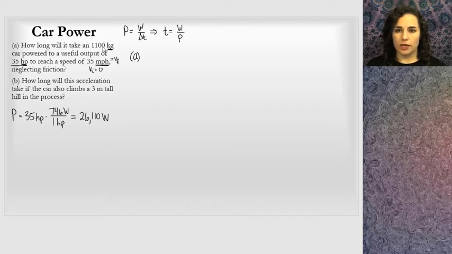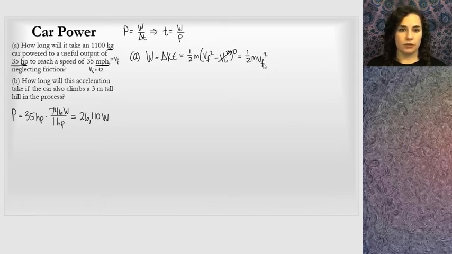And what's the work here? How long will it take for it to speed up? The work done here is going to be some sort of change in kinetic energy. So I'm going to have 1/2 m v final squared minus 1/2 m v initial squared. That term is 0, so I would just calculate 1/2 m v final squared. My mass is in kilograms. I'm going to want my v final in meters per second, so let's do that. 35 miles over hours.